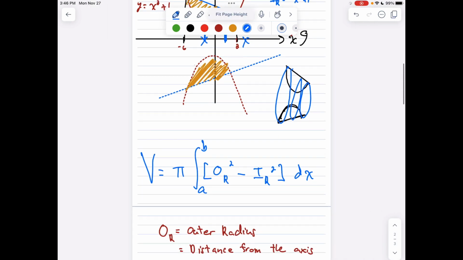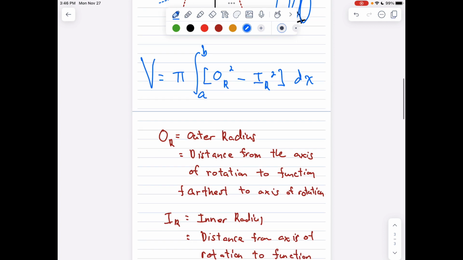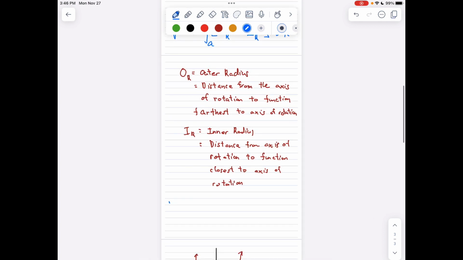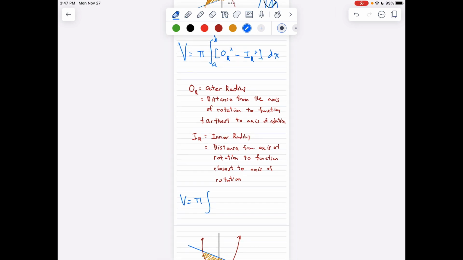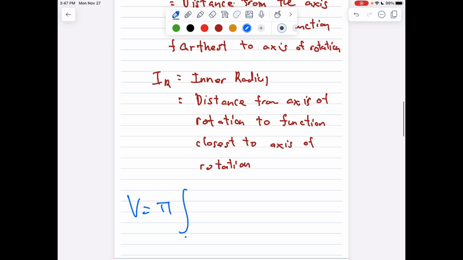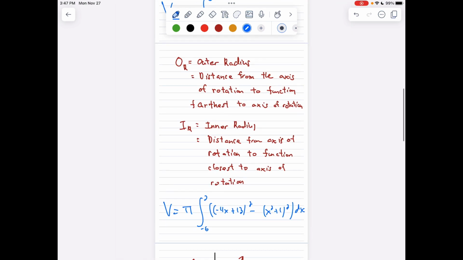So our setup here would be volume equals pi times the integral from minus 6 to 2 of minus 4x plus 13 squared minus x squared plus 1 squared dx. And that is it. That would be our setup. Okay, so that is our volume.